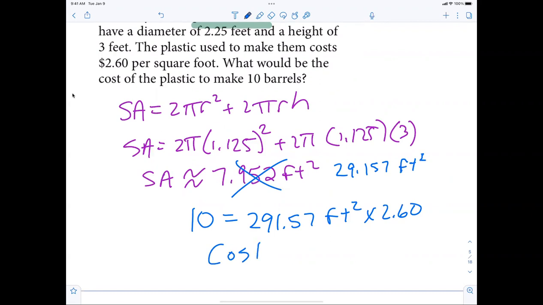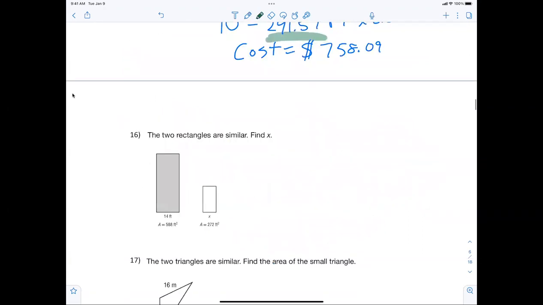So the cost is going to equal how much money? 758. Point what? So we'll say 0.9, right? Because we're dealing with money this time. So it's 29.157, not 290. Isn't that 291.57? Isn't that what I have down? Okay. Right? All right, I'm pretty happy with that. That wasn't too bad.